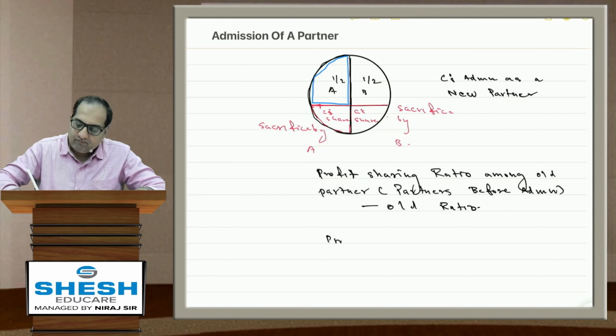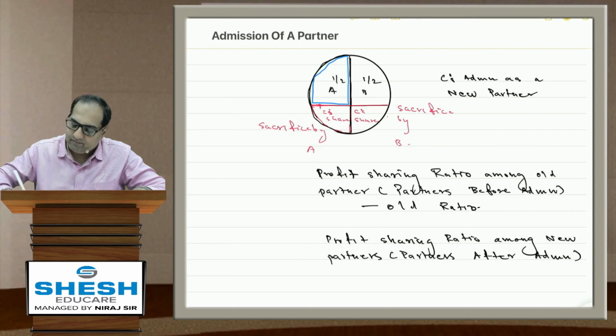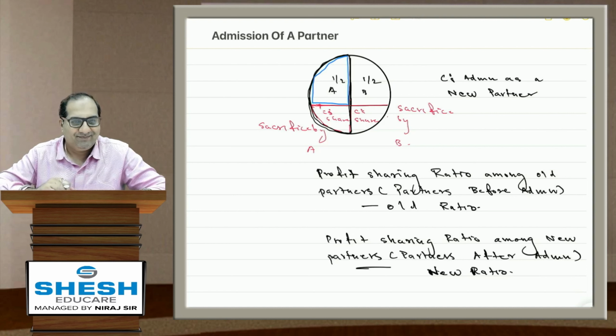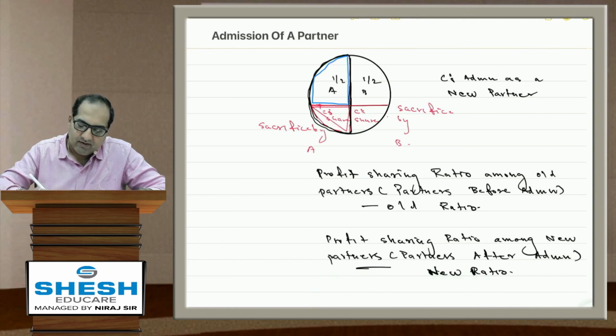Exactly the same way, the profit sharing ratio among new partners, that is partners after admission, is known as new ratio. So can I say this black portion is the old ratio, this red portion is the sacrifice by A, and this blue portion is the new ratio of A.